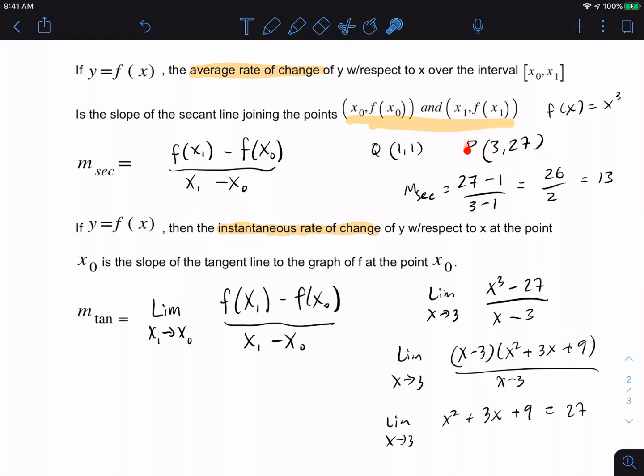So in this case, this is my p. This is what I'm approaching. The bottom's always going to be the x part of the function minus the x value. The top is always going to be the y part of the function minus the y value.